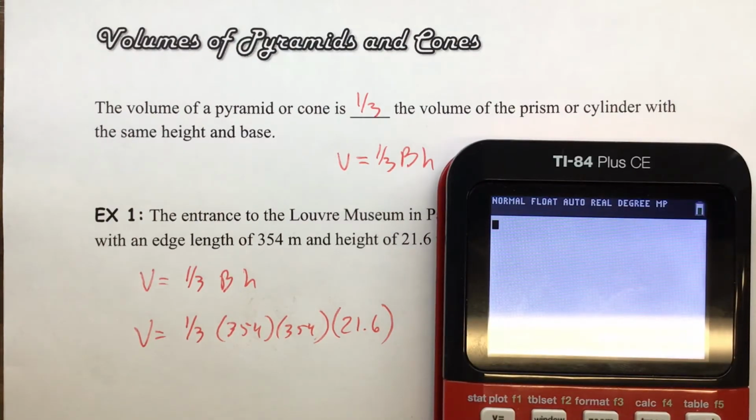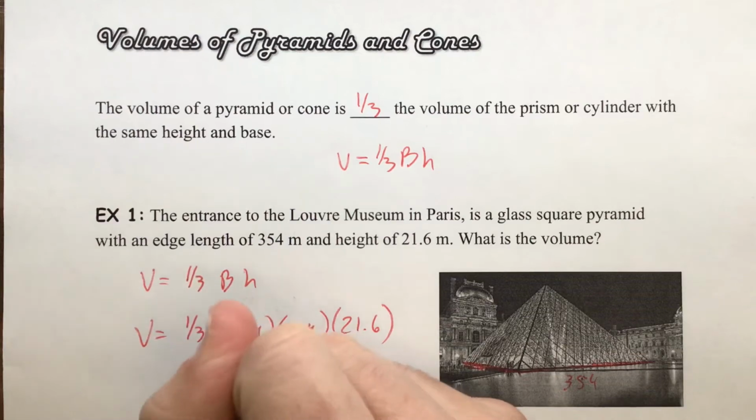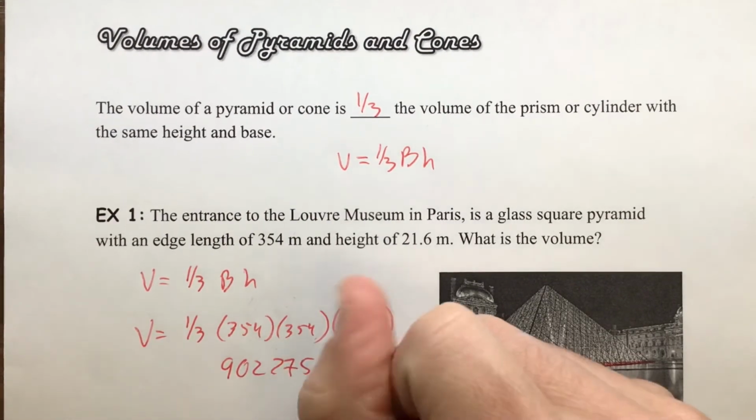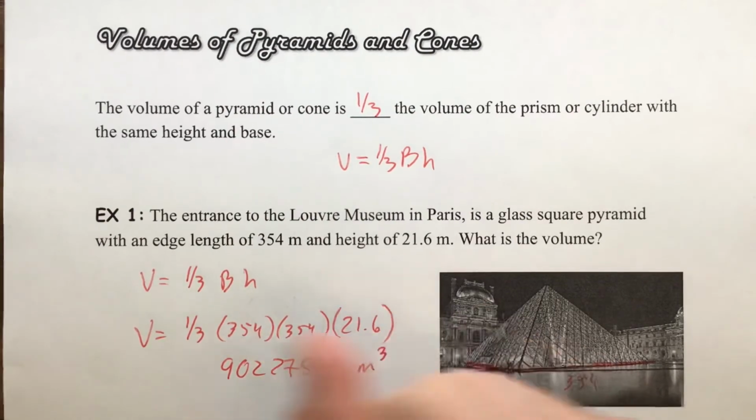All right, let's see what that turns out to be. We have 1 divided by 3 multiplied by 354, which we can just square, multiplied by 21.6. And we get 902,275.2. And that would be meters cubed.